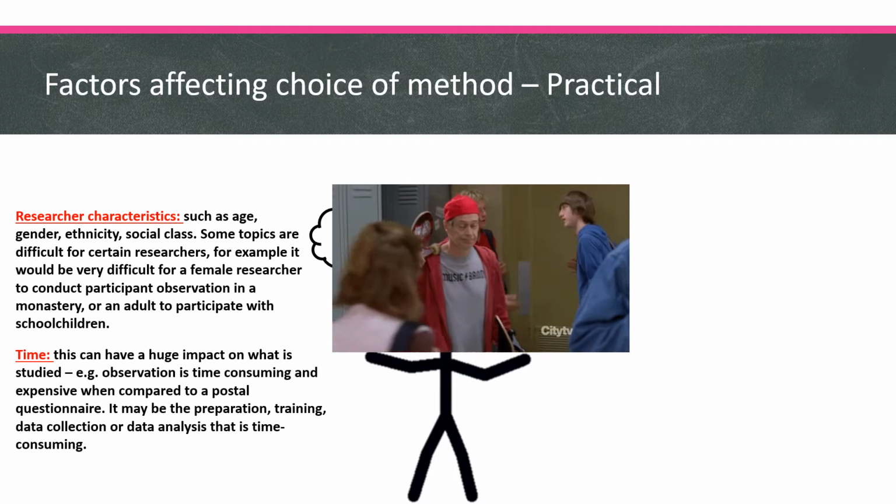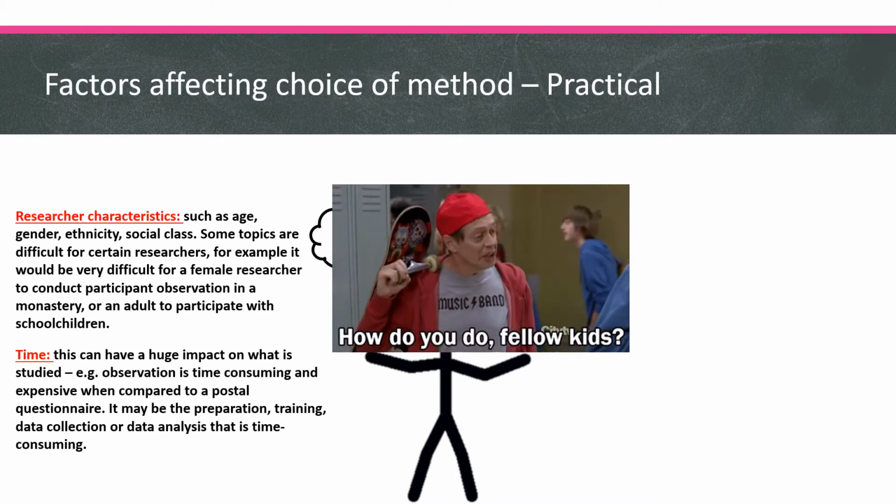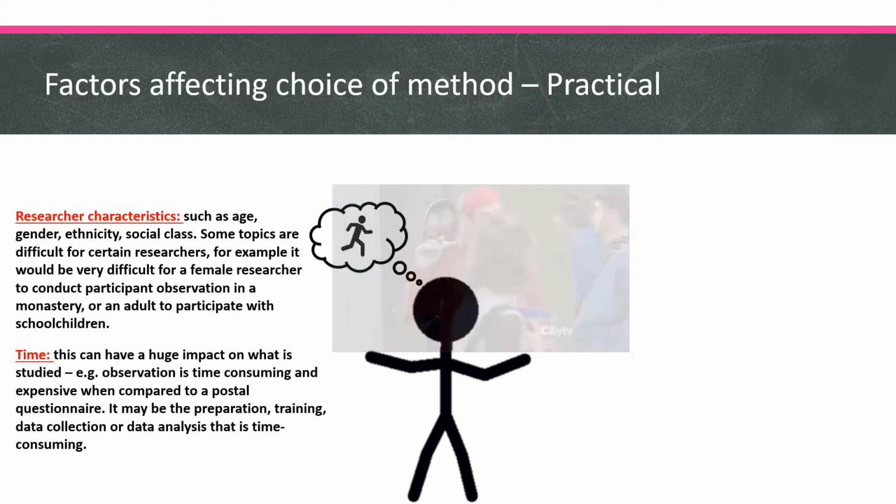Your researcher characteristics will also play a role in this. So again, it's your characteristics as a researcher, your age, your gender, your ethnicity, your social class. If you are particularly trying to go undercover, you want to do participant observation, obviously your social characteristics will either be a barrier to that or it will help you engage in that investigation. So again, an adult researcher trying to study the experiences of children is not going to be able to do participant observation and blend in with the group.